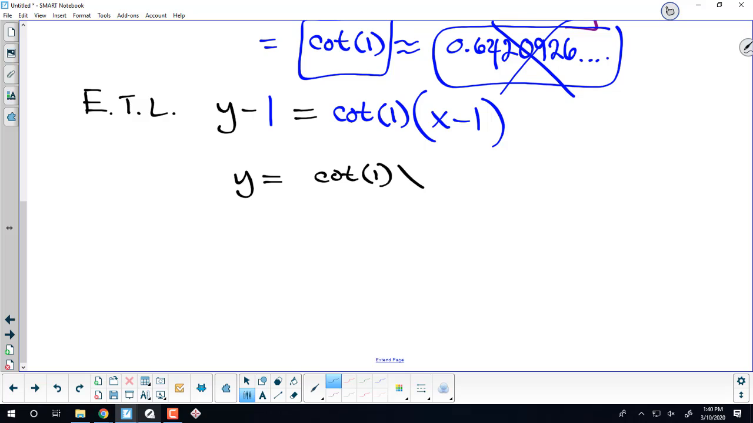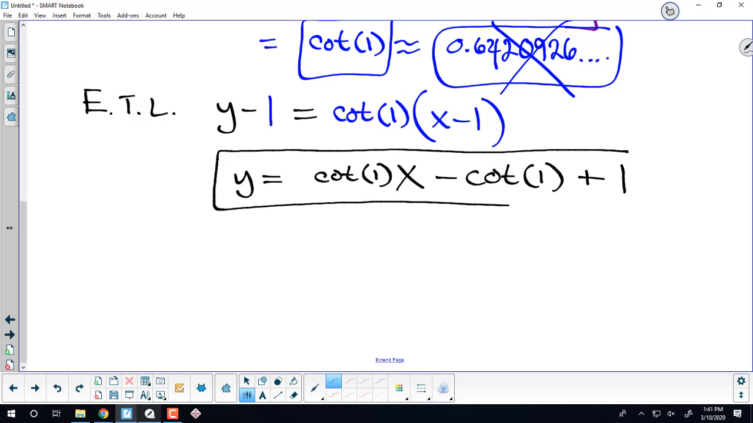So, slope of our tangent line times x, and then we have this minus cotangent of 1, and then we add this 1. So this is the equation of the tangent line. We're not calculating cotangent of 1 by its numerical value, so we just have that in as sort of the number, right? The y-intercept is negative cotangent of 1 plus 1, and the slope is cotangent of 1. So that's what this looks like.